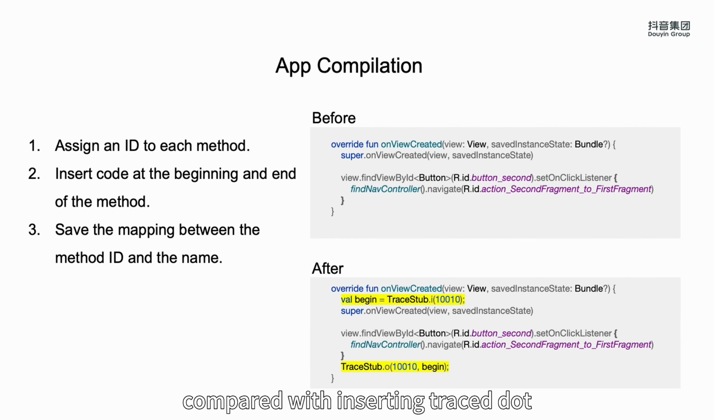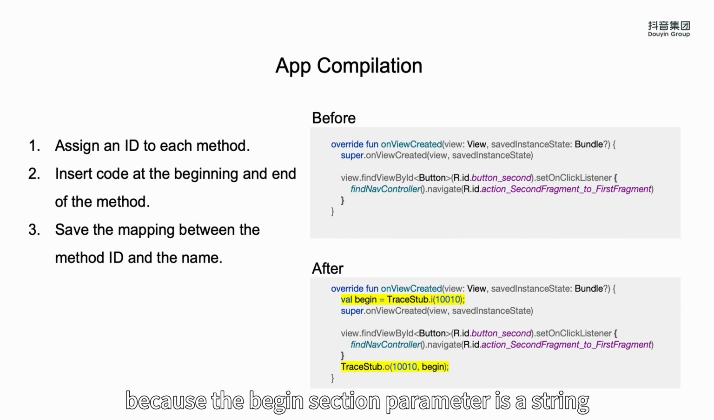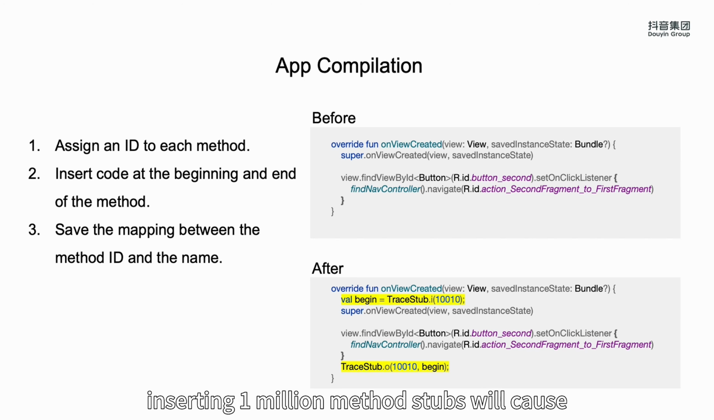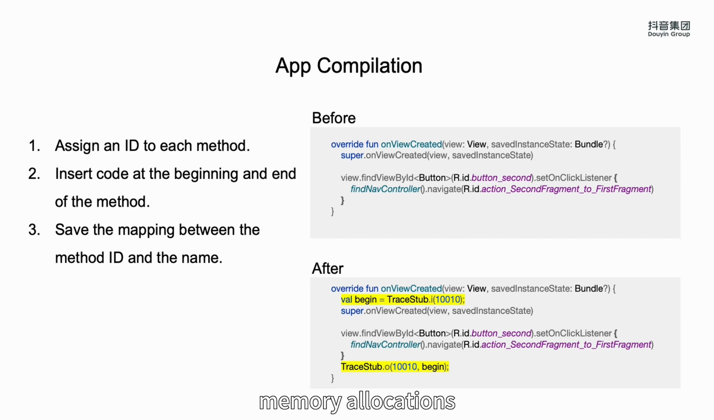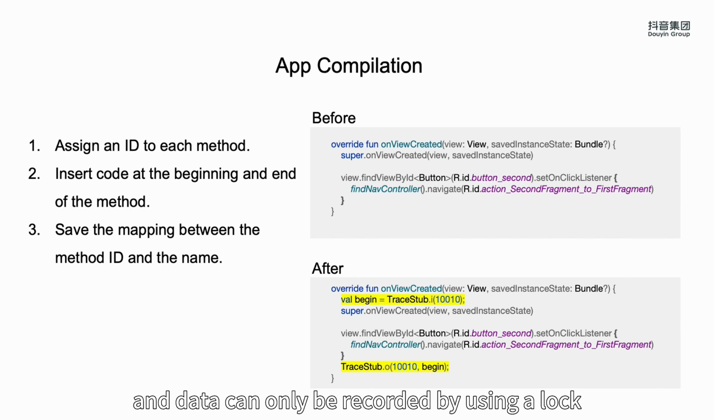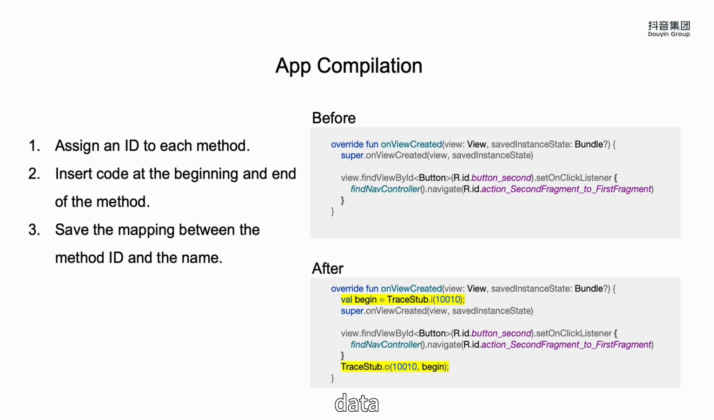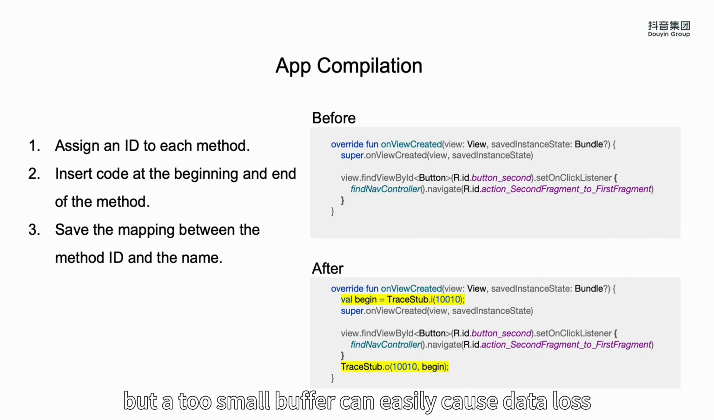Compared with inserting trace.begin section and end section at the beginning and end of methods: because the begin section parameter is a string, inserting 1 million method stubs will cause millions of extra string memory allocations, causing a huge pressure on memory and also a huge pressure on data I/O persistence. In addition, the size of string data is unpredictable, and data can only be recorded by using a lock or LFRB method, which cannot achieve efficient concurrent writing of data. Data can only be cached in a buffer, but a too small buffer can easily cause data loss, and a too large one will cause memory waste.